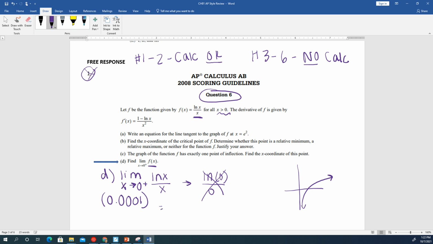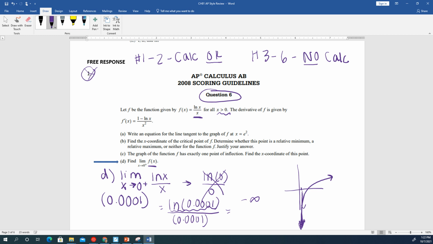You can actually plug that in. So the natural log of 0.00001. If you know what the curve looks like, the natural log of a really small number is going to be really, really close to negative infinity, that's where my graph is approaching, all the way down here. So this ends up being negative infinity.